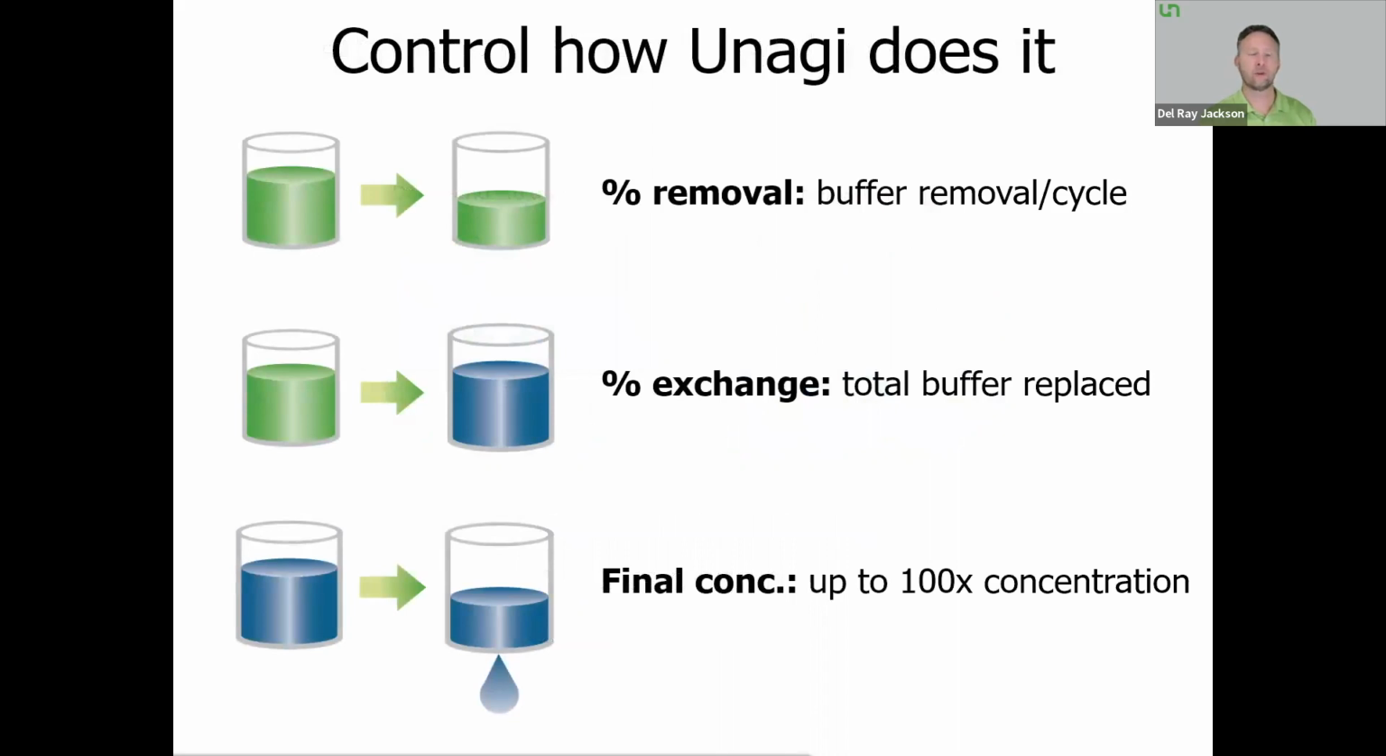Something else you don't get is programmatic control. This is 2022. You should be able to enter into a computer exactly what you want in terms of your percent removal per cycle, your percent exchange, and your concentration value. That's not something that you can do with manual methods, but if you're working with precious samples, you deserve to have that amount of fine control over your target end values.